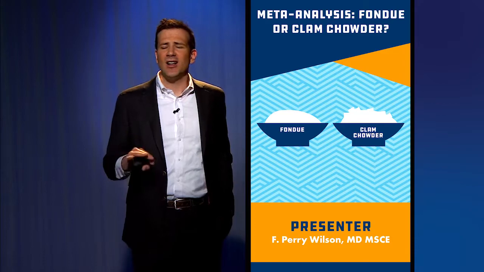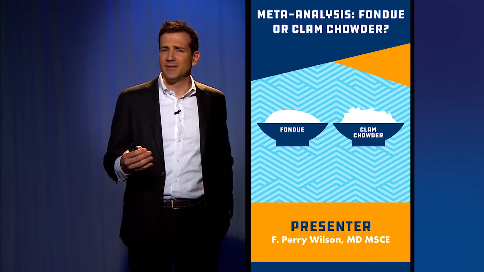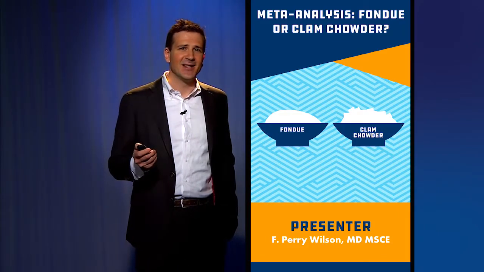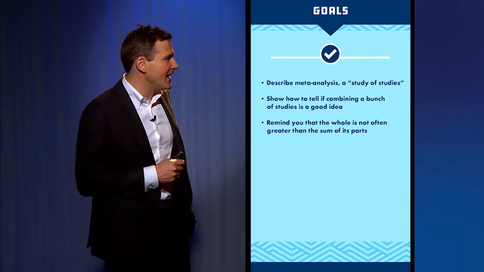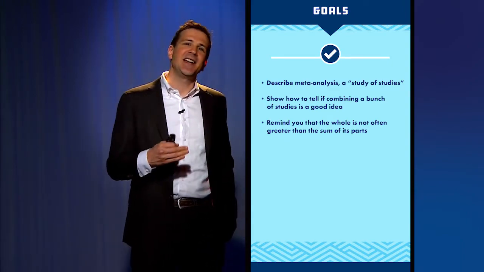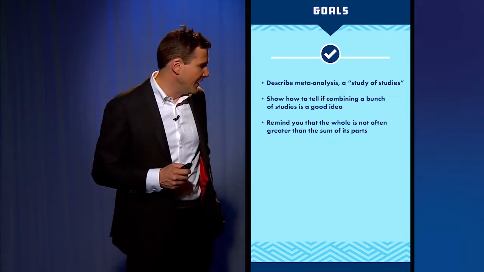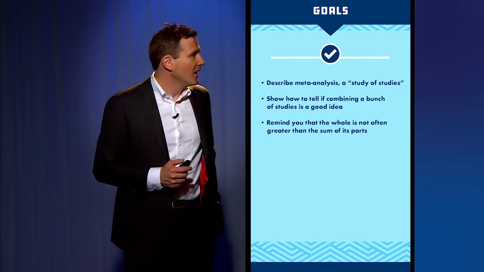I think there are a couple of different types of meta-analyses. Some I describe as fondues and some as clam chowders, and hopefully by the end this will make some sense to you as well. So what are our goals? To describe meta-analysis. A meta-analysis is a study of studies. We'll show how to tell if combining a bunch of studies is a good idea and remind you that the whole is not often greater than the sum of its parts.